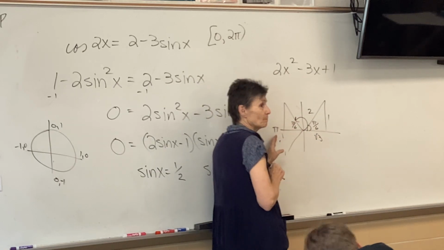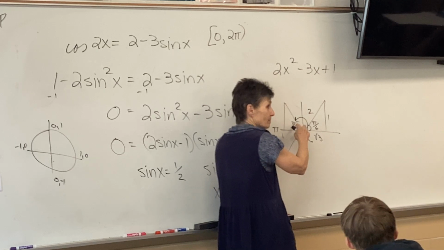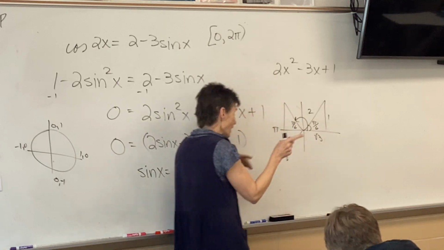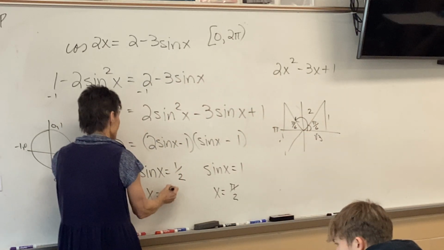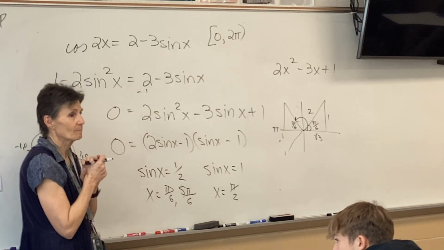This is pi, right? This is a 6. So what's 1 minus a 6? 5/6. So your answers are 1/6 and 5/6.